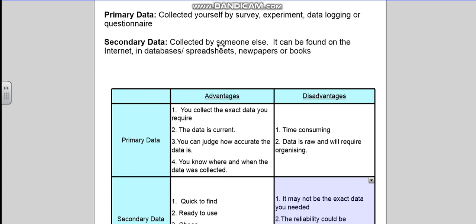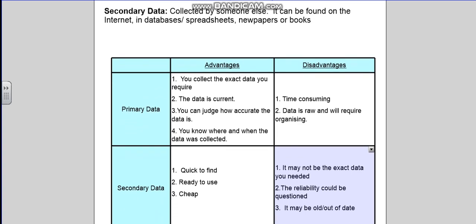Secondary data is often collected by someone else. Often it's not collected for the purpose that you wanted it for. Somebody else has collected it for their purpose and they've just put their data somewhere for other people to use. So you might find it on the internet, you might find it in a database or spreadsheet, okay? You might find it in a newspaper or a book, okay? So what are some of the advantages and disadvantages of using primary and secondary data?